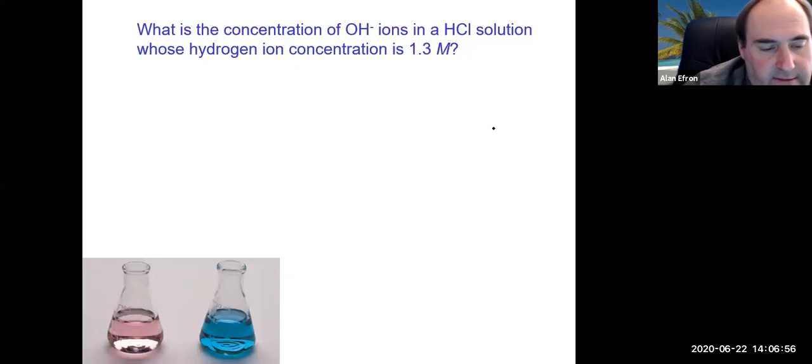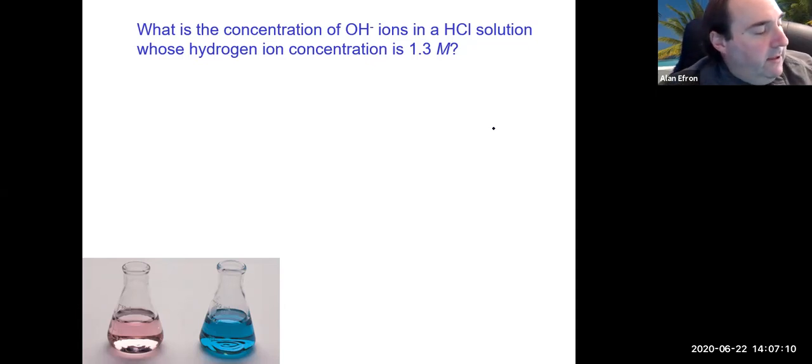So let's try our calculators, make sure everything works out okay. What is the concentration of OH minus in an HCl solution that has an H plus concentration of 1.3? Take a moment here and see what you come up with. Make sure your calculators all work. I'll grab a calculator and see what's going on.